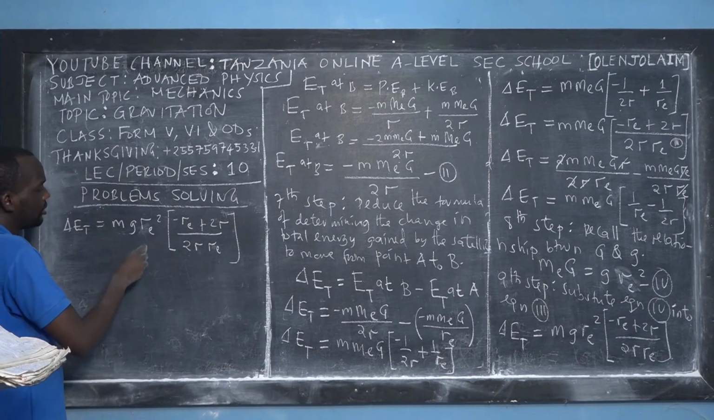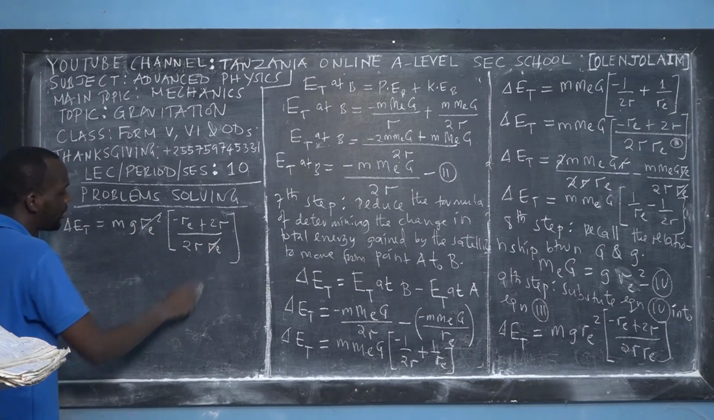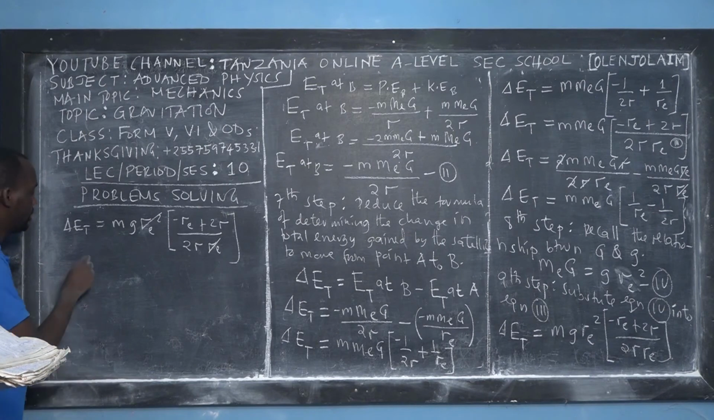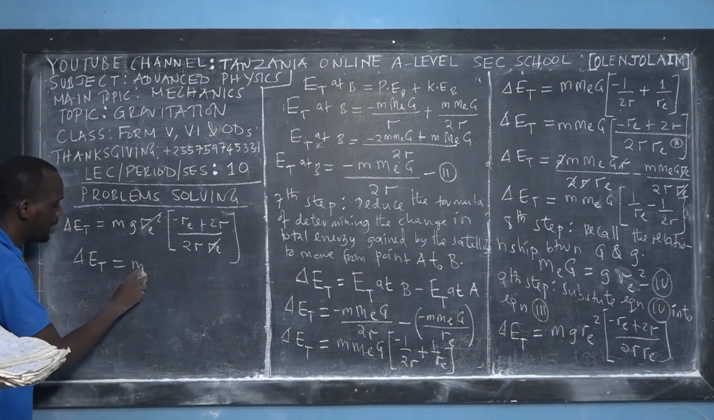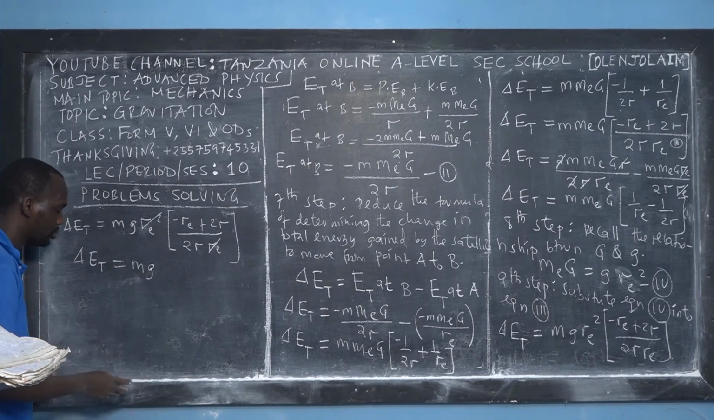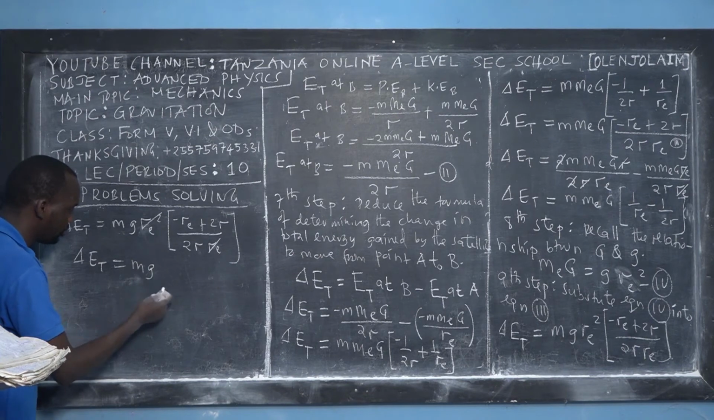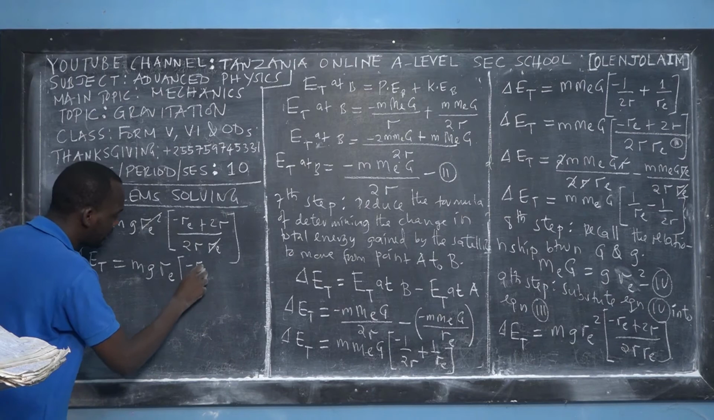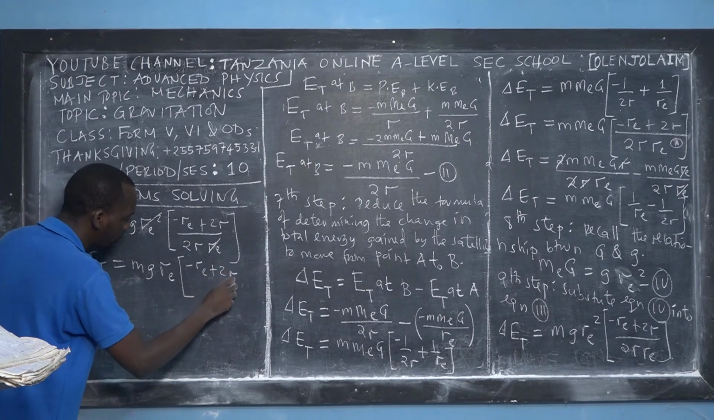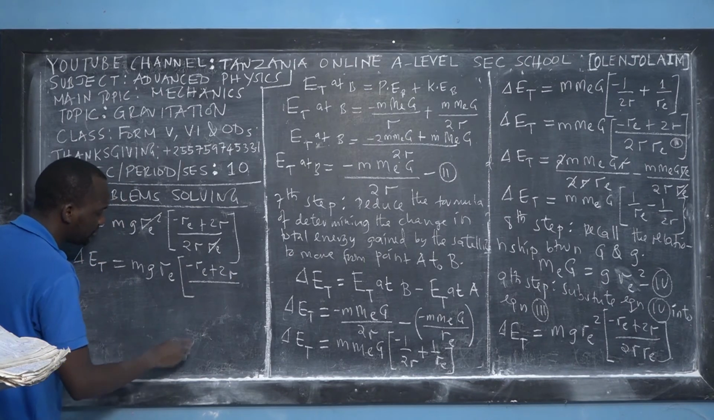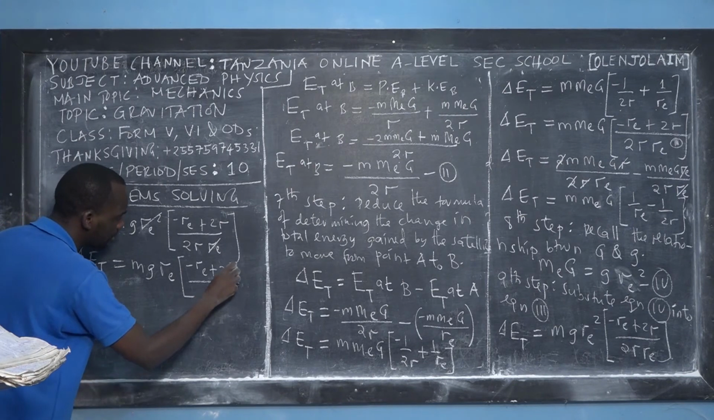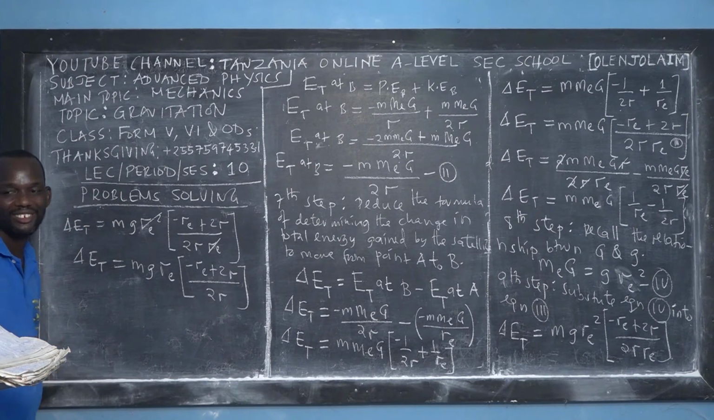So what happens? One radius of the Earth and one radius of the Earth will cancel, right? So the change in total energy between the 2 points is equal to the mass of the satellite, which we are given, times acceleration due to gravity g, which we are given, times the radius of the Earth, which we are given, minus the radius of the orbit, which we are given, over twice R. So this is the final formula to solve our problem.